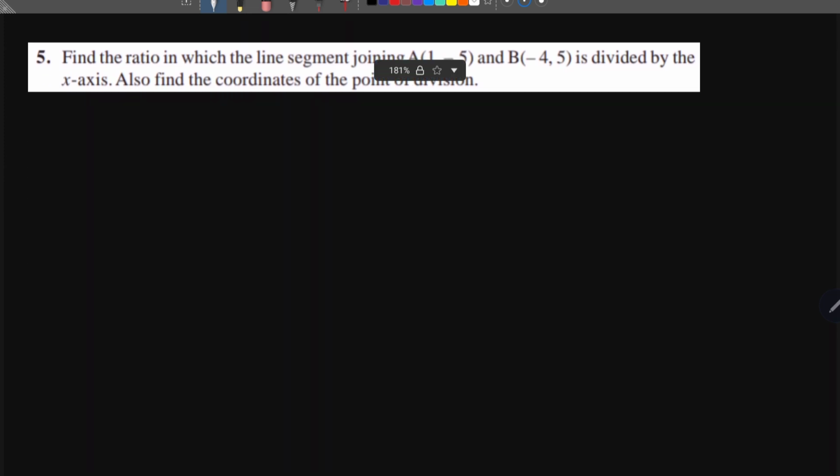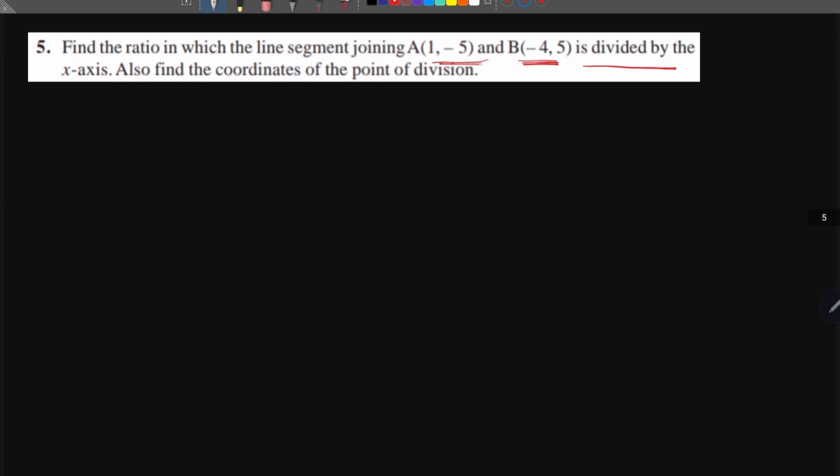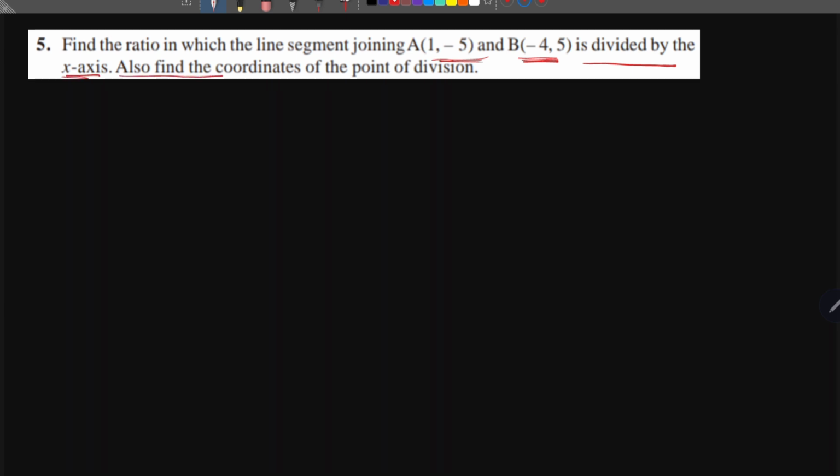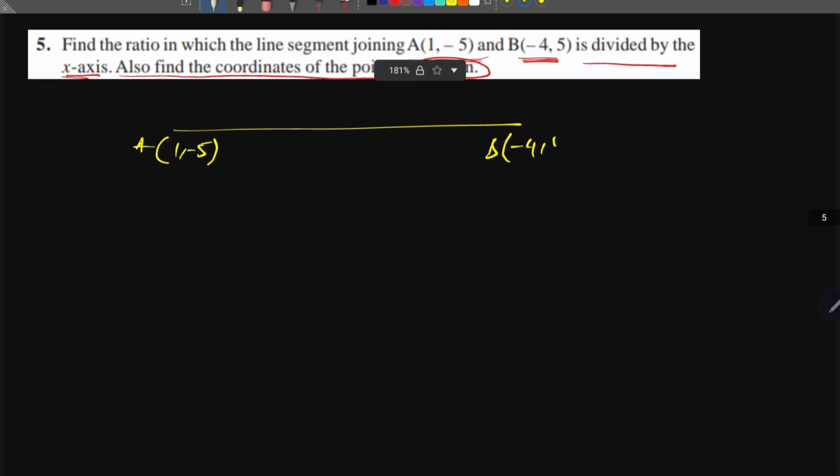Find the ratio in which the line segment joining (1, minus 5) and (minus 4, 5) is divided by the x-axis, and also find the coordinates of the point of division. There are two different locations taken as A and B, where A is located at (1, minus 5) and B is located at (minus 4, 5), and there is one point on the x-axis. Generally, a point on the x-axis is considered as (x, 0), since the y coordinate is 0. This divides in what ratio, m is to n, we can say.